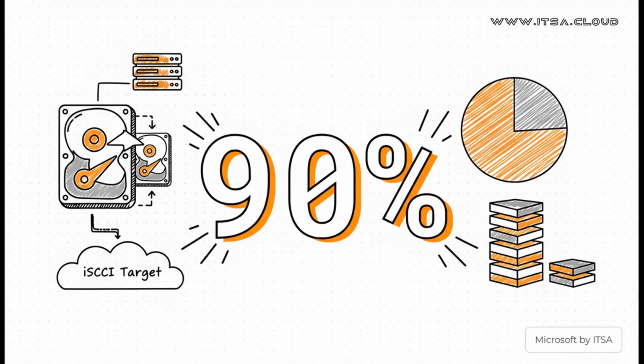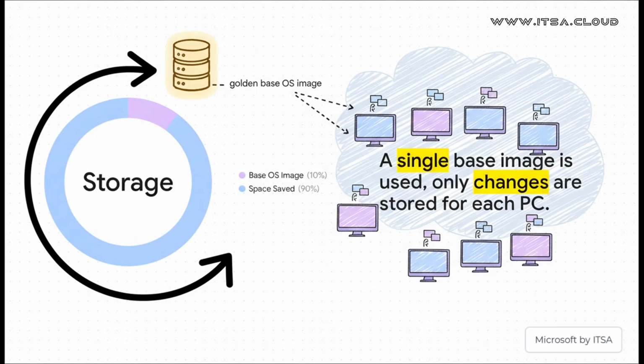When you're doing those big OS deployments, you can save up to 90% of the disk space you'd normally need. Let that sink in for a second. 90%. That sounds crazy, right? And here's how it pulls off that magic trick. You have one golden base OS image. That's our little 10% slice right there.